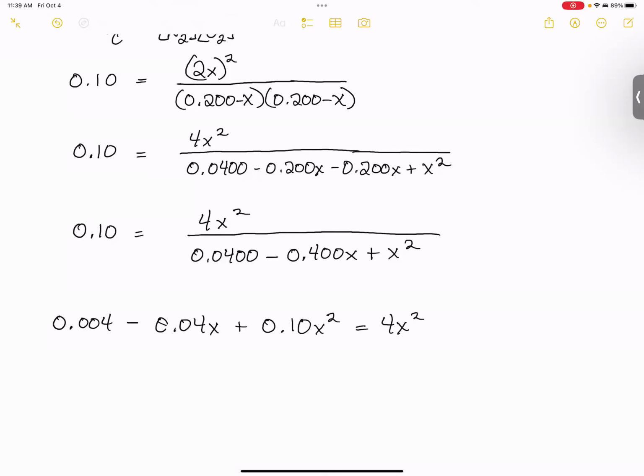We rearrange to set this equation equal to 0. So 0 is equal to 3.9x squared plus 0.04x minus 0.004. This is a polynomial that would use the quadratic equation to solve.